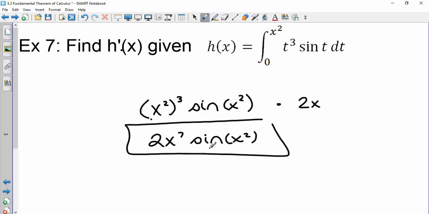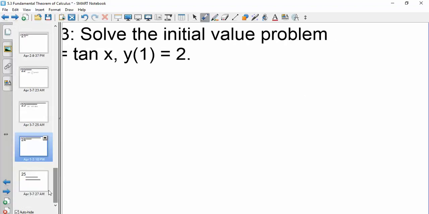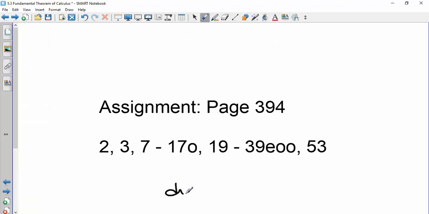Okay, do you want me to stop for the day, or do you want me to finish it? Stop for the day? Okay. So here is the assignment. Tomorrow I will finish the notes. So this is all due on Wednesday. Let me see how much we're ready for.